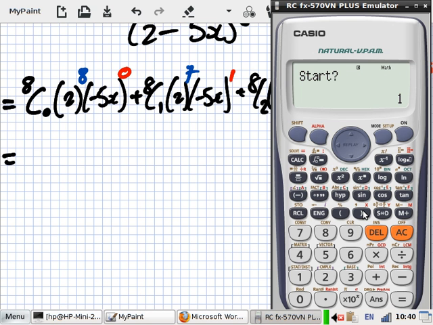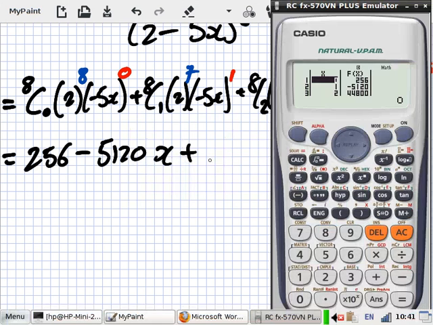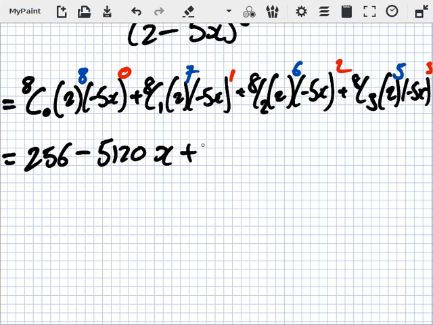So I start my X at 0 and I finish my X at... no, actually, only 3. I could actually expand the whole thing to 8, but it's just 3. And I go up in ones. So, is the first one 256? So it's 256 minus 5120x plus 44800x squared.